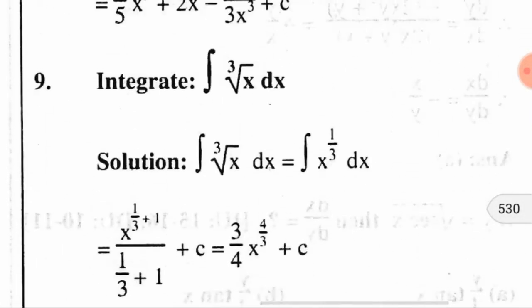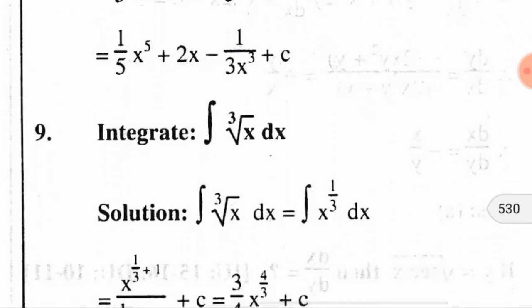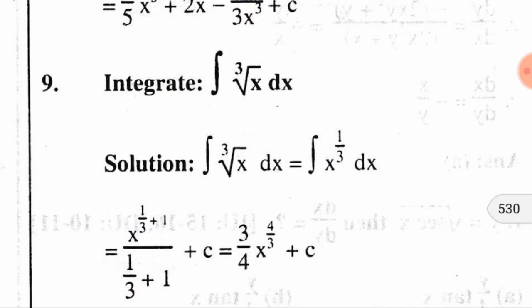Dear audience, I am going to discuss another problem. It's problem number 9, integration of cube root of x with respect to x. Here we find that cube root of x can be written as x to the power 1 by 3, and so ultimately the given integral becomes integration of x to the power 1/3 with respect to x. Applying the same formula, we can write x to the power 1 by 3 plus 1 whole divided by 1 by 3 plus 1 plus c, where c is the integral constant. After calculation, we get 3 by 4 x to the power 4 by 3 plus c.